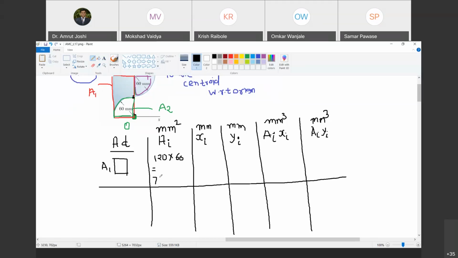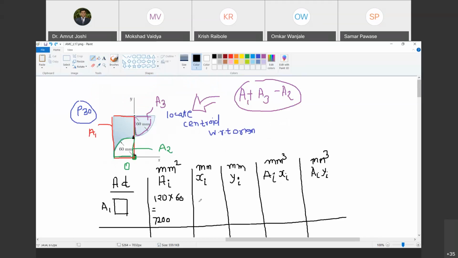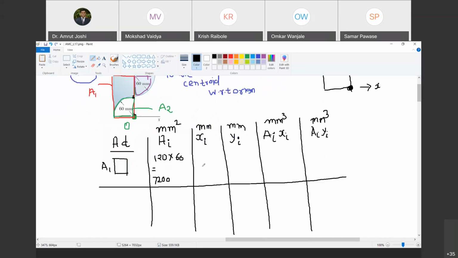7200. अरे गड़बड़ है कुछ तो. हाँ नहीं सही है. 7200 mm square. Unit already written there. What is the value of xi? Where is the centroid of this rectangle? Tell me. So if I draw the rectangle here, I want to locate its centroid with reference to this point. Do you agree with me? Yes, sir. This is x and this is y. Plus 30. Huh. So where is it? What should be the x? Minus 30. Right. So x is minus 30.